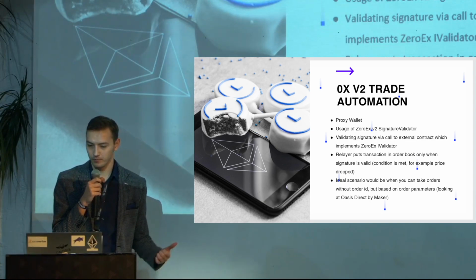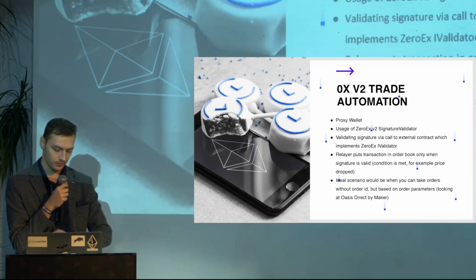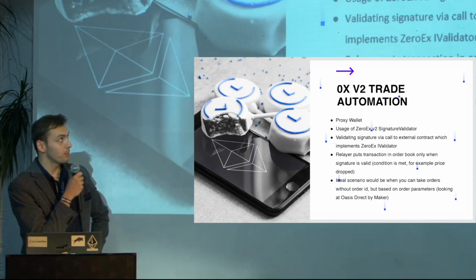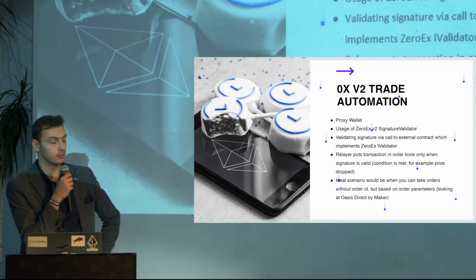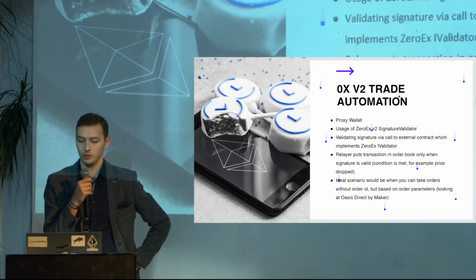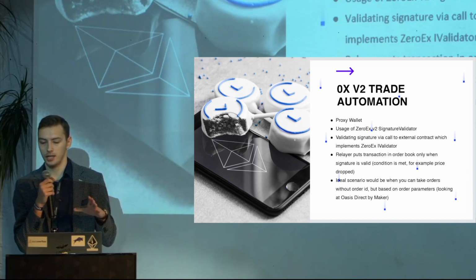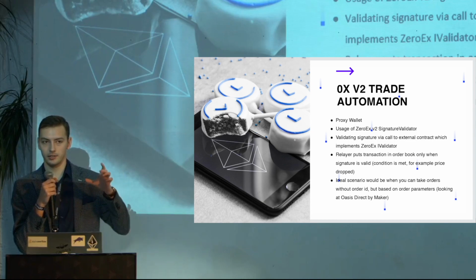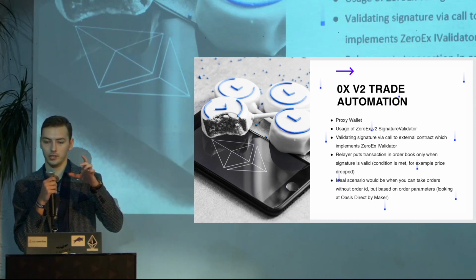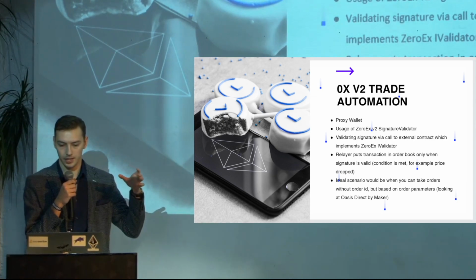And so yeah, now let's get a bit more technical. We proposed this to 0x, and this is basically how you can automate trade on 0x. This could be done if you create a proxy wallet and you schedule a transaction, and this scheduled transaction address is whitelisted in the proxy wallet so that it can access your funds.